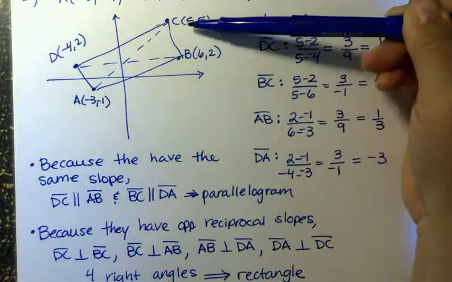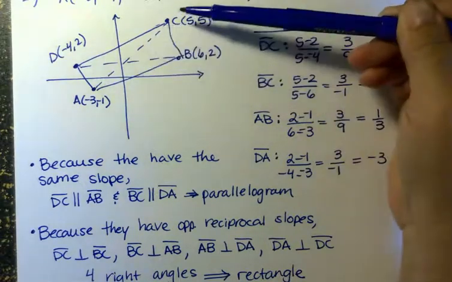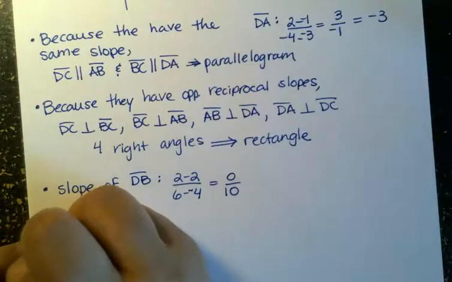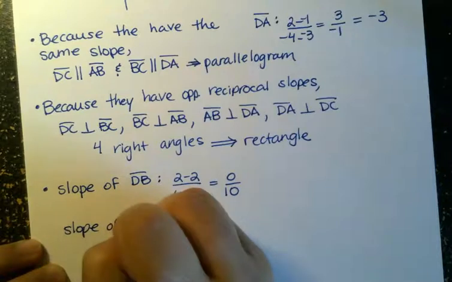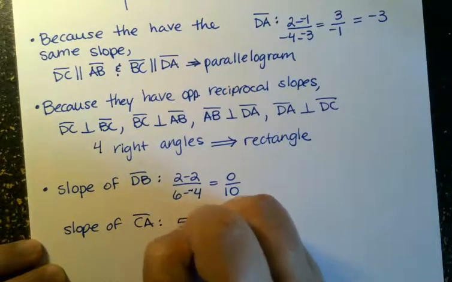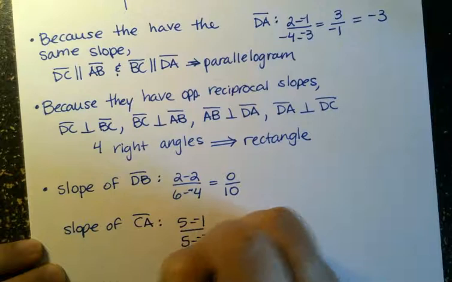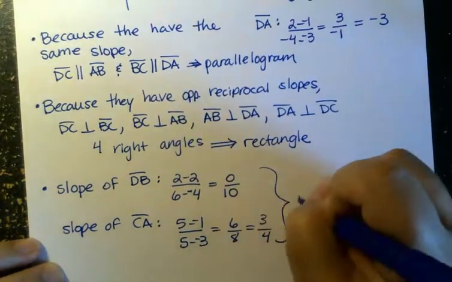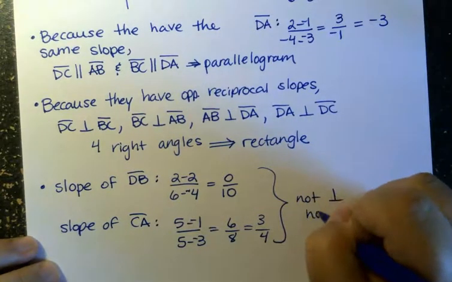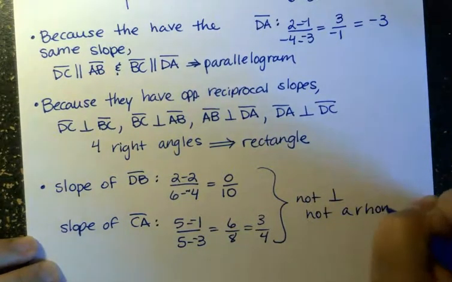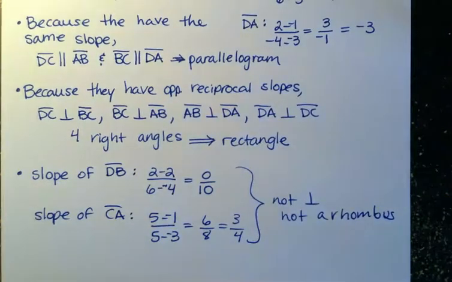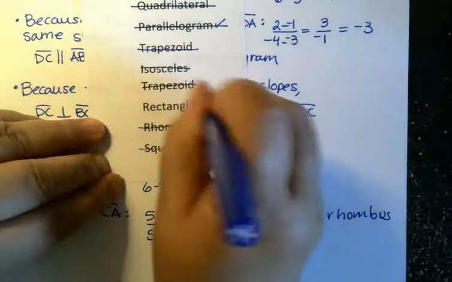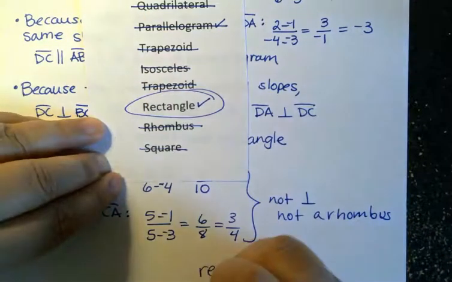Vertical lines are x equals. So this is not a vertical line, for sure. I could go ahead and do the slope, though, just to make my point. The slope of CA is 6/8 or 3/4. So these are not perpendicular, so it's not a rhombus. So that tells me the most specific thing. And by the way, a square is a rhombus, so that makes it also not a square. Most specific thing I can call this is a rectangle.